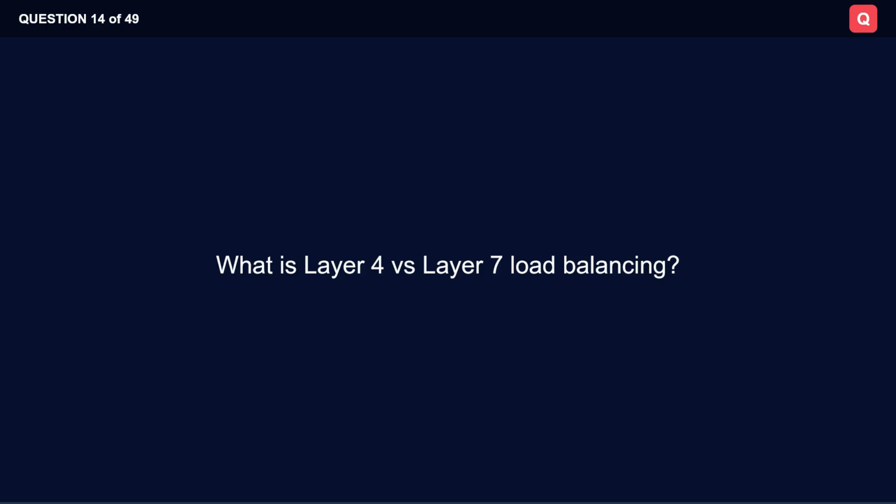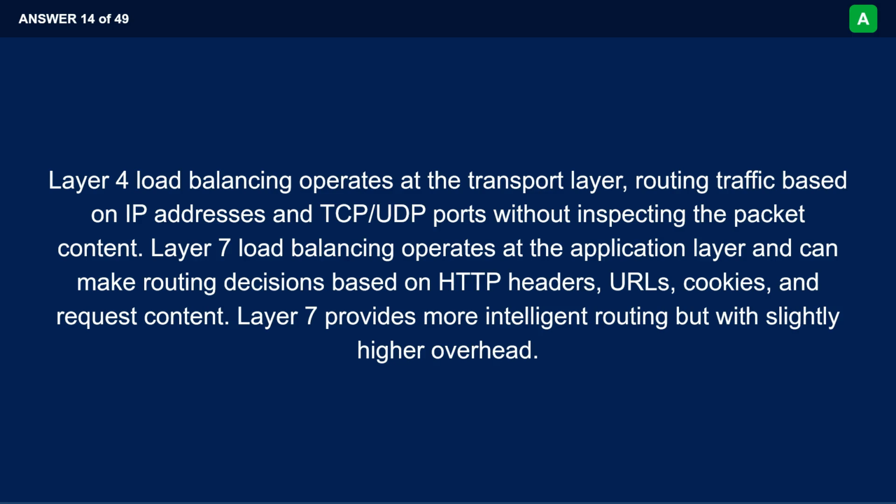What is Layer 4 vs Layer 7 load balancing? Layer 4 load balancing operates at the transport layer, routing traffic based on IP addresses and TCP/UDP ports without inspecting the packet content. Layer 7 load balancing operates at the application layer and can make routing decisions based on HTTP headers, URLs, cookies, and request content. Layer 7 provides more intelligent routing, but with slightly higher overhead.